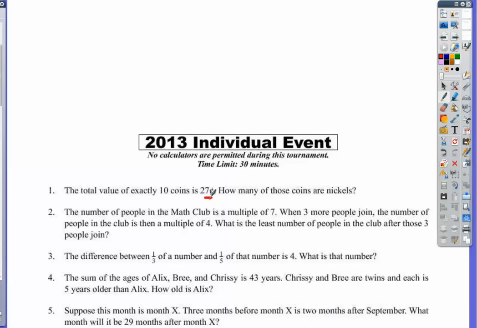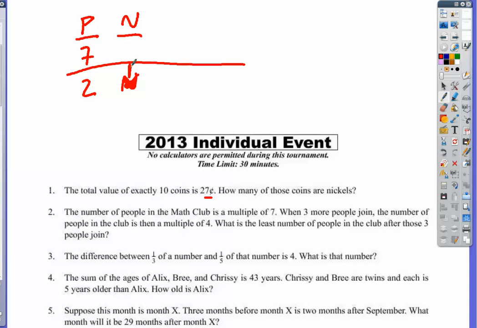The only way to get a units digit of a 7 is to have either 7 pennies, or you can have a nickel. Or you could have 2 pennies and a nickel. And that will get me to my 7. So those are my two options.